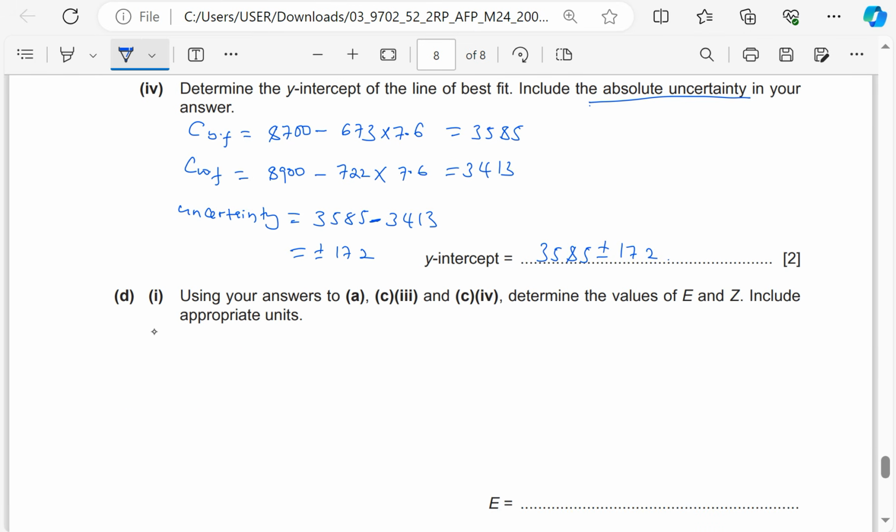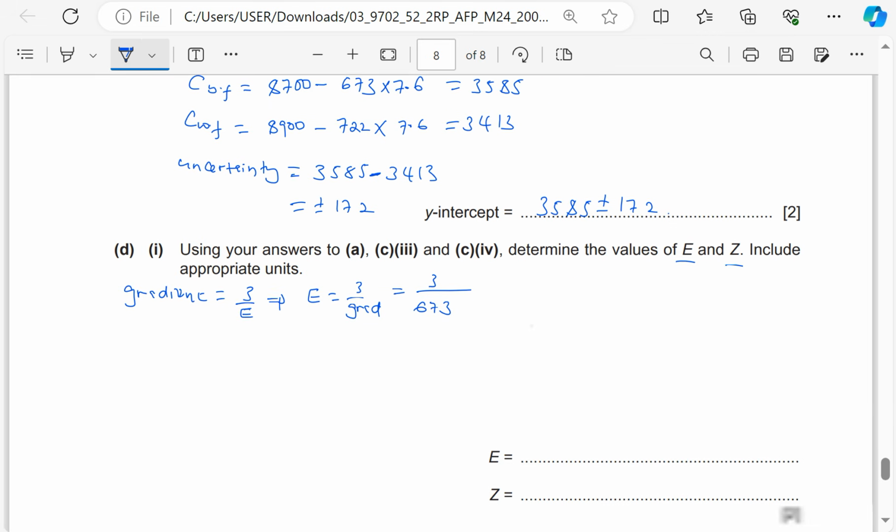Use your answers to A, C Roman 3 and C Roman 4. Determine the values of E and Z. Okay. Remember we said the gradient was equal to 3 divided by E, which means E is going to be 3 divided by the gradient. They said include the appropriate unit. So this is going to be 3 divided by the gradient, which gradient was 673, I think, for the best fit.